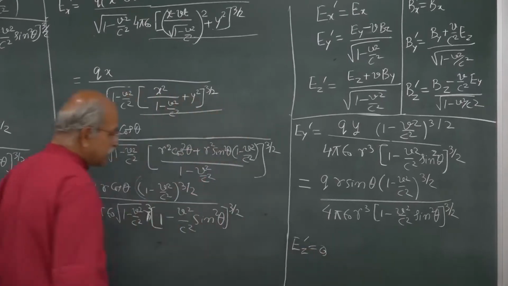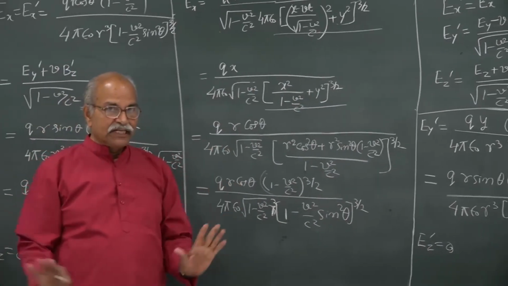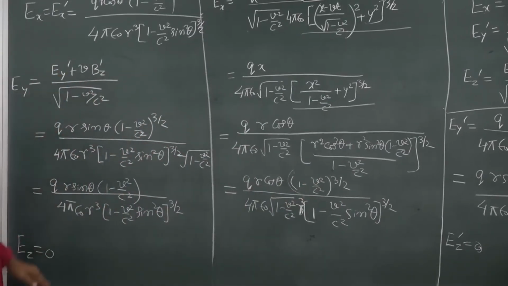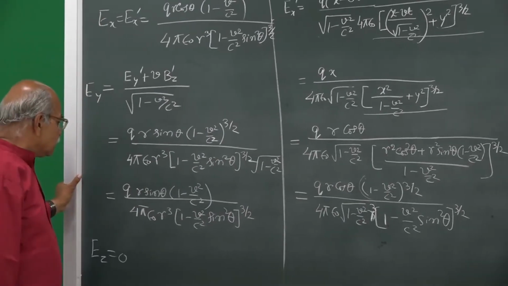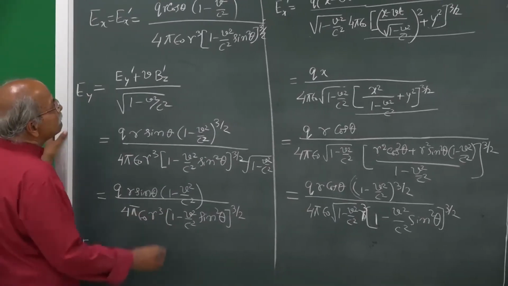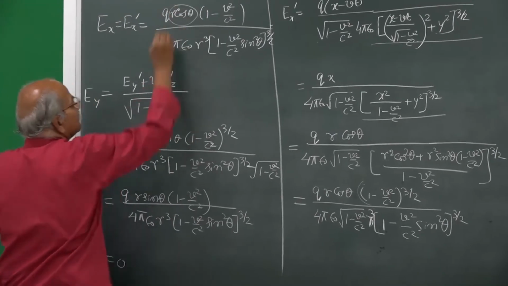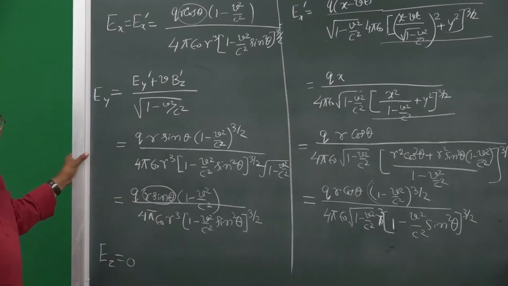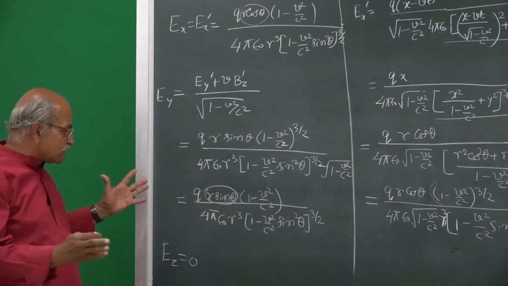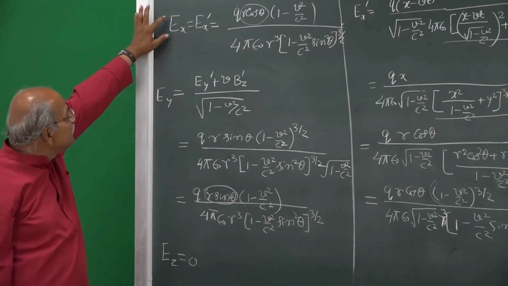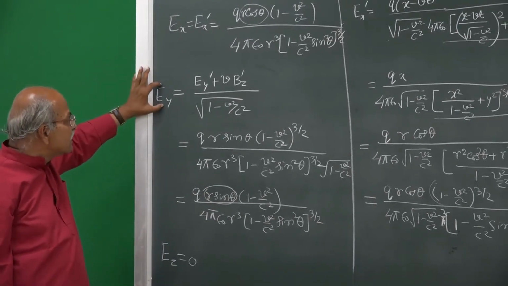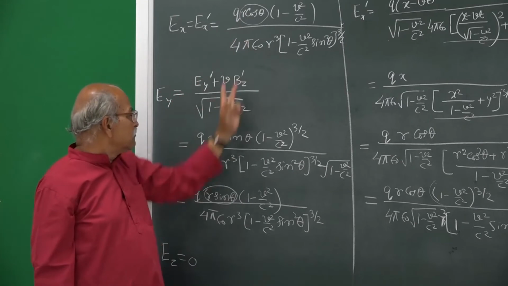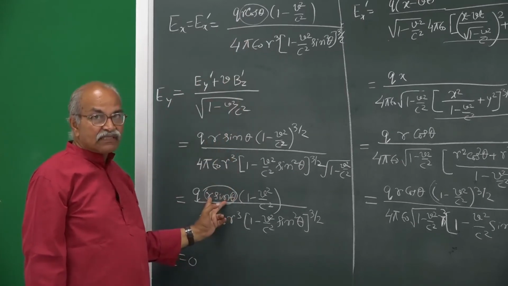So, Ez prime is 0, everything is in xy plane or x prime y prime plane. So, I do not have to worry about that. So, that is the field components. What is interesting is you have this r cos theta here, which is actually x, and r sin theta here, which is actually y. So, if you write the vector, this E vector, electric field vector, Ex i cap plus Ey j cap, everything else will be copied and you will have this x i cap plus y j cap, rest is same.